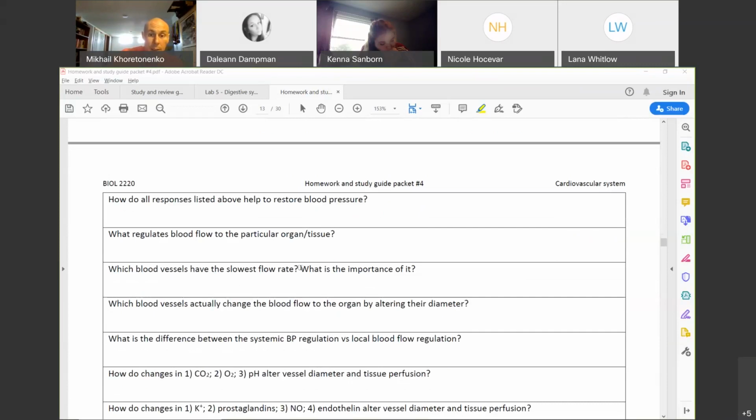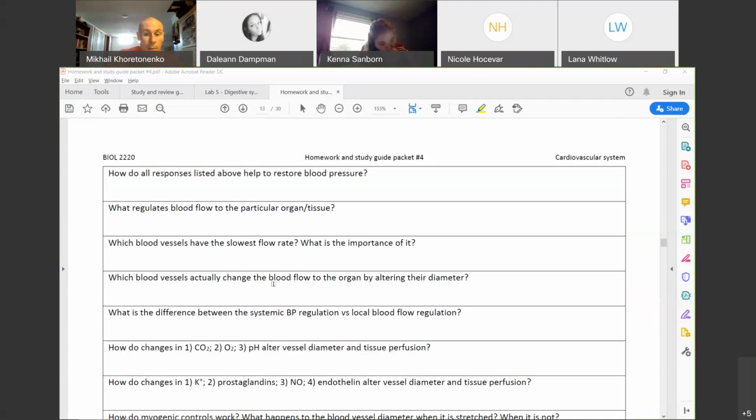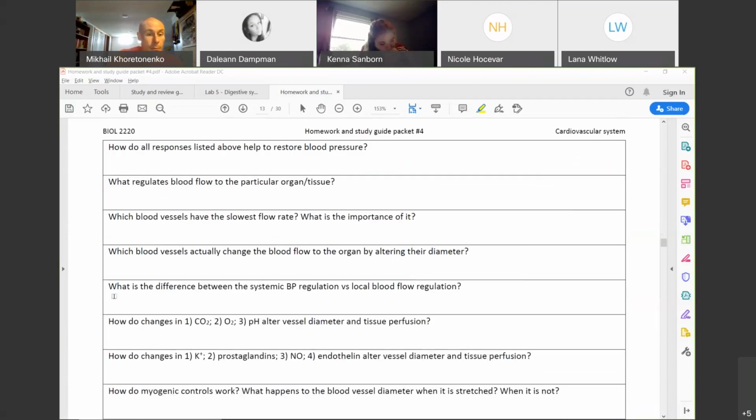Capillaries have the slowest flow rate. The importance of it is that there's enough time for the exchange of the nutrients and oxygen. Muscular arteries change the blood flow to the organ by altering the diameter. So, systemic blood pressure regulation versus local blood flow regulation.